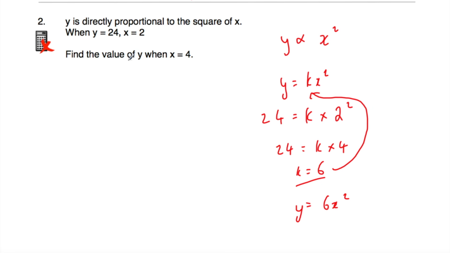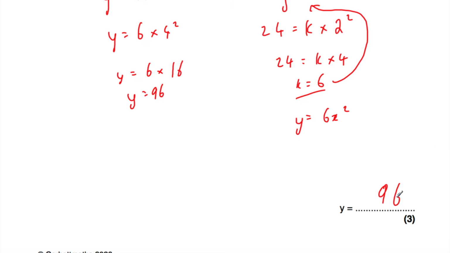So we've been asked to find the value of y whenever x is equal to 4. So we've got y is equal to 6x squared. X is equal to 4, so we're going to have y is equal to 6 times 4 squared. Remember, we need to do the squaring before we do the times by 6, our order of operations. So y is equal to 6 multiplied by 4 squared is 16, and then 6 times 16 is 96. So that means that y is equal to 96, and that's it, we've solved that question. So y is equal to 96.